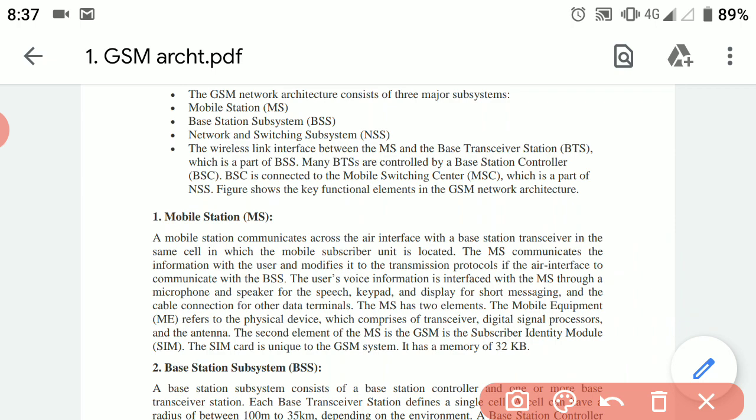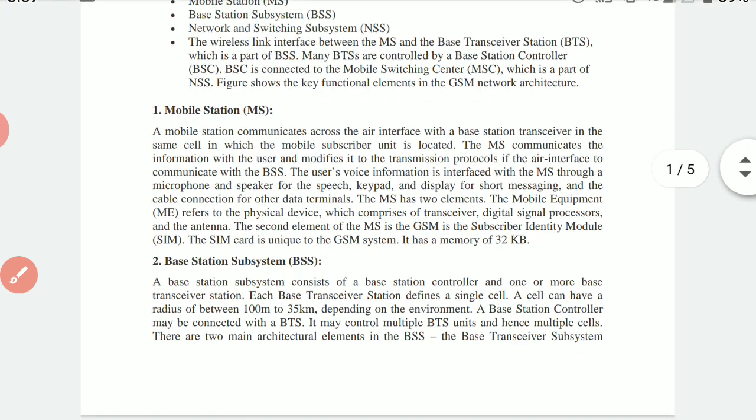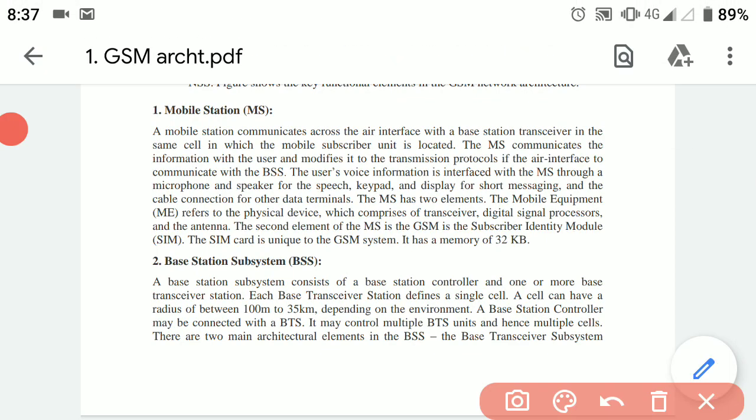Now the first important unit is the mobile station. A mobile station communicates across the air interface, that we all know, that is air interface exists between them, with the base station transceiver in the same cell in which the mobile subscriber unit is located.